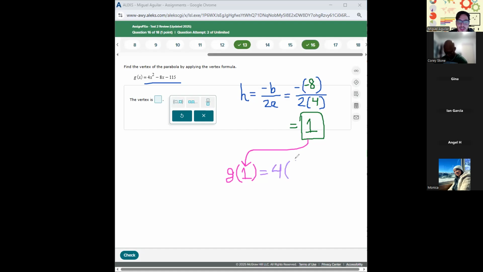So I'm going to put 4 parentheses squared minus 8 parentheses minus 115. You guys okay with that? And what are we plugging in for x? 1. Thank you. Plugging that 1 in.